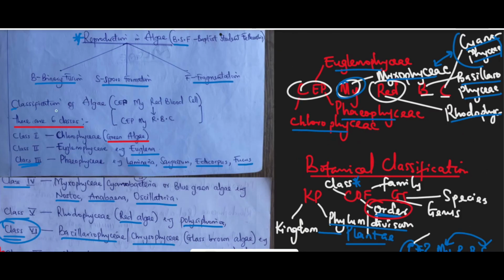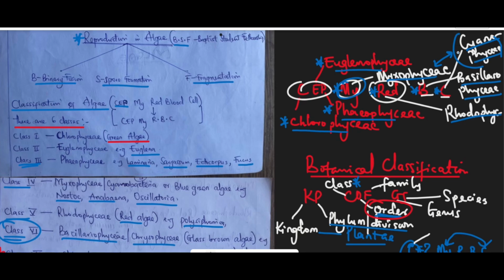In our last class, we talked about the classification of algae, and we gave it the acronym CELL. We said that the C means Chlorophyceae, the E means Euglenophyceae, P means Phaeophyceae, M means Myxophyceae or what you call Cyanophyceae. We have R, which is red, means Rhodophyceae, B means Bacillariophyceae, and C, which is the last one, means Cyanophyceae or what you call Myxophyceae or cyanobacteria.